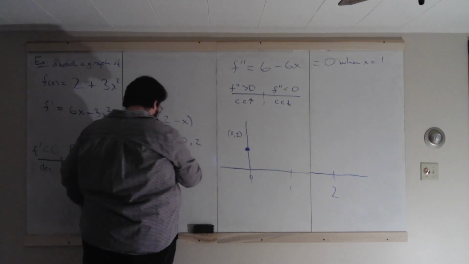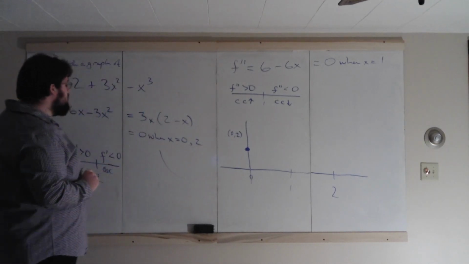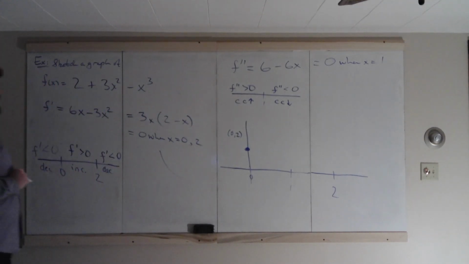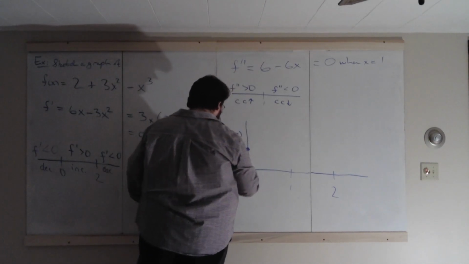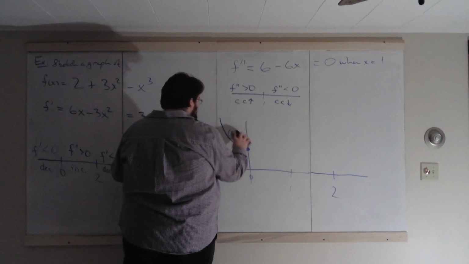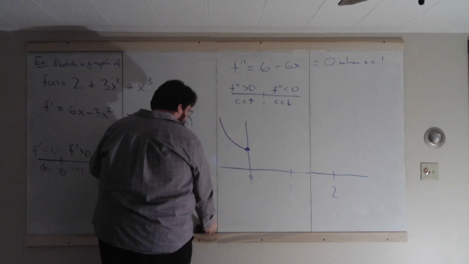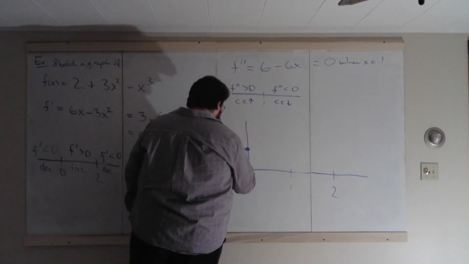What would that look like? Looks like that. Decreasing, concave up until 0. So it'll look something like this until it gets to 0. And again, I wrote that ordered pair in an annoying spot. So (0, 2).